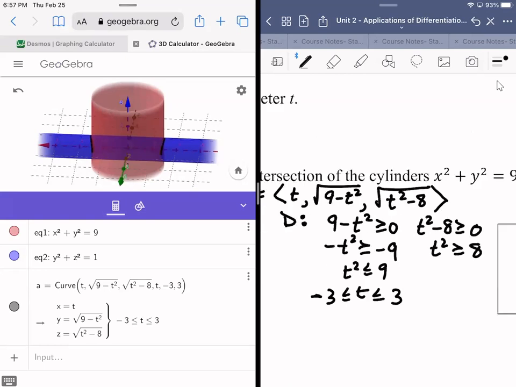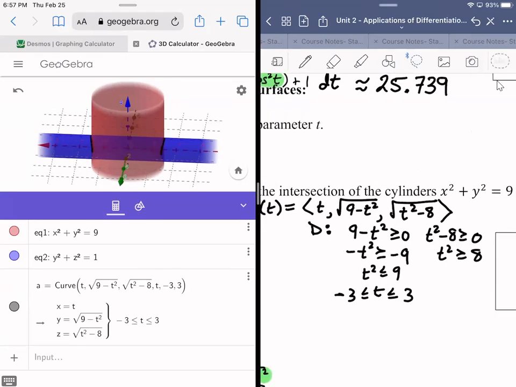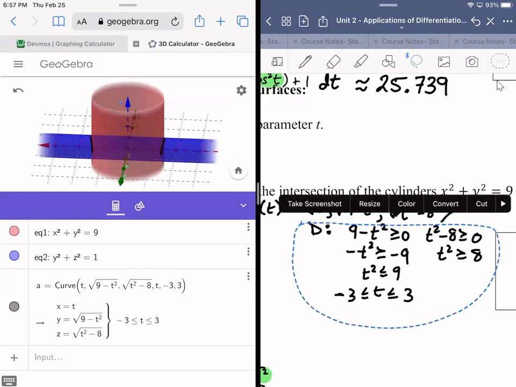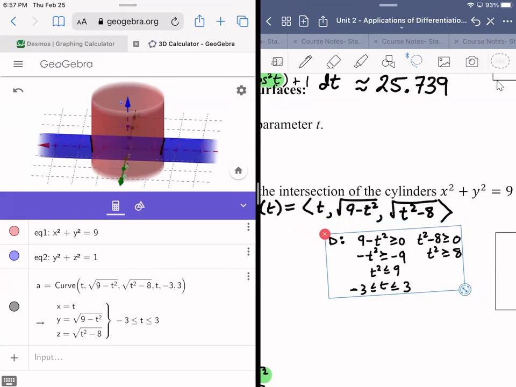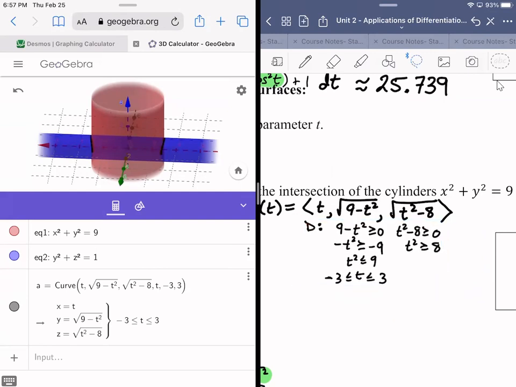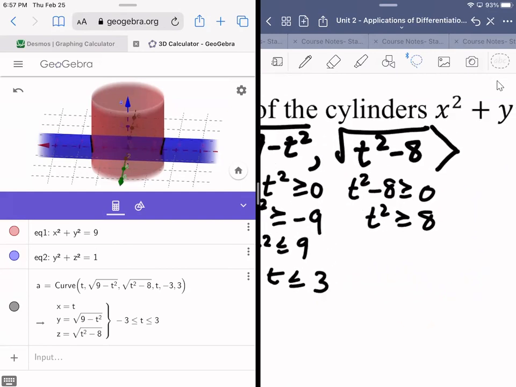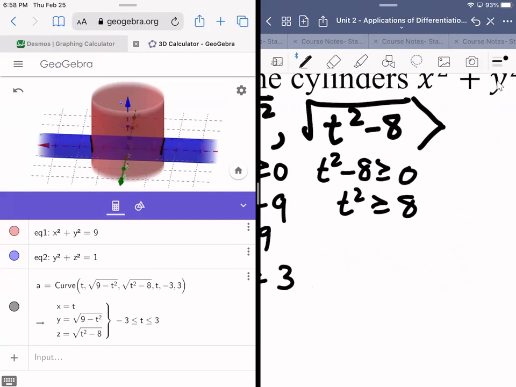So all of this work here, the domain stuff, is really just because I'm going to need some bounds when I'm integrating. So there is a purpose behind that, but also I just wanted to make sure I was on the right track. Right? So there's value in that regard also. But we can look at this and say that t has to be greater than or equal to, well, radical 8, I should say.